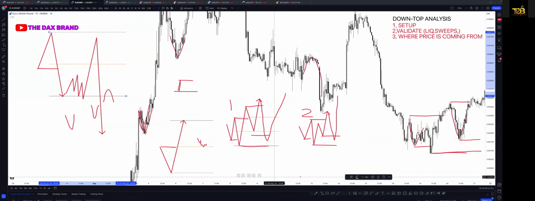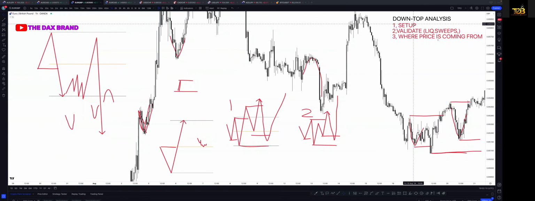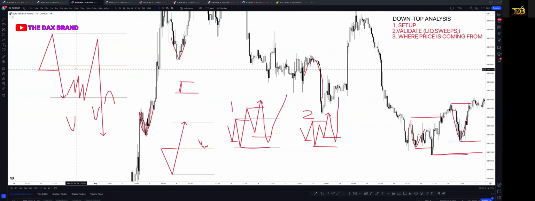You're welcome. So moving on, we've been able to see the first thing, which is the setup, and that we're able to validate the structural liquidity and the sweeps, right? This is valid. This is also valid. Now, where is price coming from? Now, remember this story here.